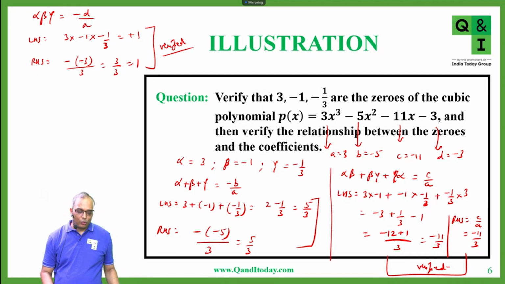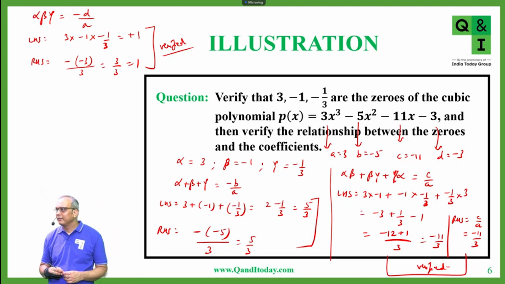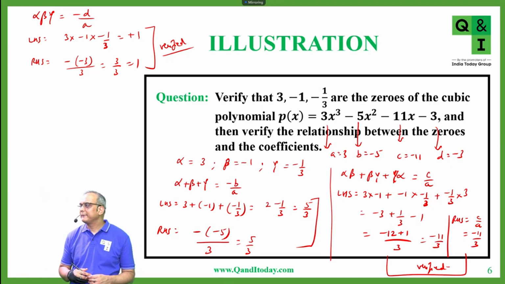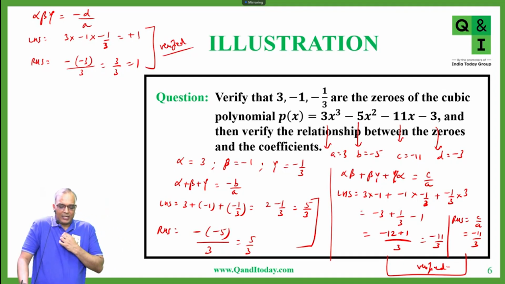Is it clear? So what we have done, students, we have verified all the three relationships. First, we verified whether 3, minus 1 and minus 1 by 3 are the zeros of this polynomial or not. And then we have verified all the three relationships. Is it clear? Students, is it clear? Devi Maya, Raghavi, Ragul, Alan, have you all understood this concept? Okay. Let's go to the next one now.